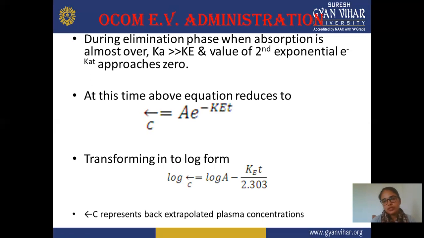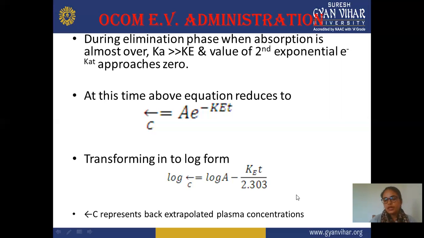Due to this, the value of the exponential e^(-Kat) approaches 0, and at this time the equation reduces to C = A e^(-Ket). Transforming into log form, that is applying the log to the above equation, gives log C = log A - Ket/2.303. So this is the log form of the above equation.